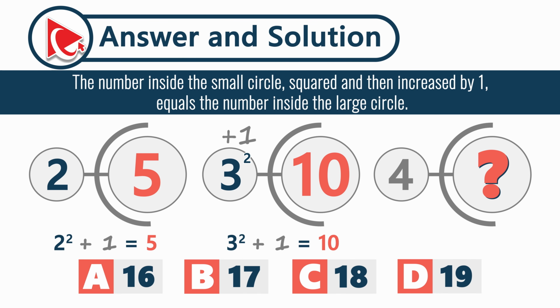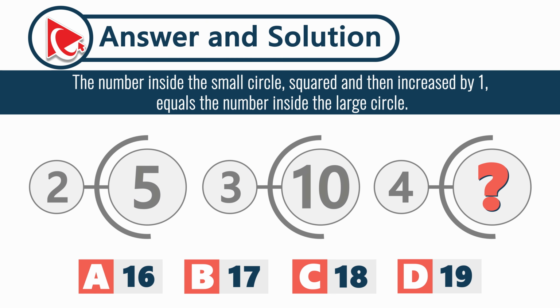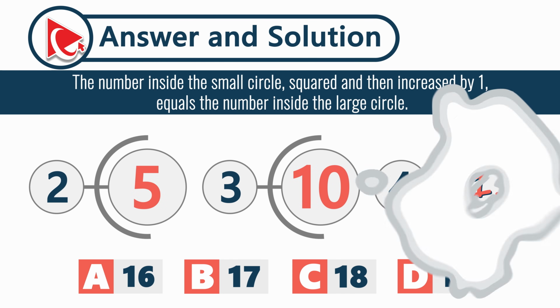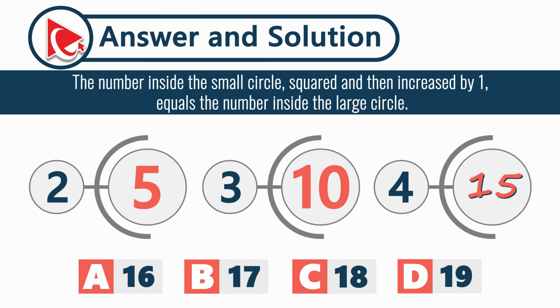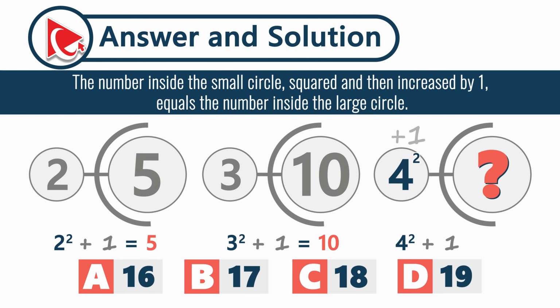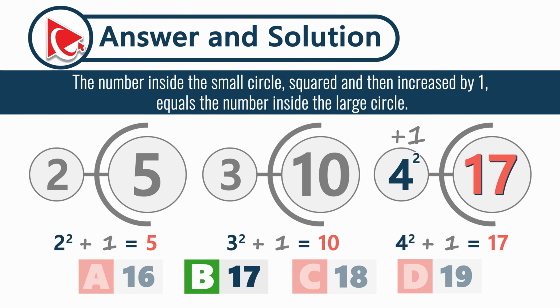What's interesting here is that if you look at the original question, you might have spotted a different pattern. If you just look at the numbers in small circles, you see that they increase by 1: 2, 3, 4. And then numbers in the large circles increase by 5, 5, and 10. But then the final number would be 15, which is not one of the existing choices. But now you know how to calculate the missing number. 4 squared plus 1 equals 17, and the correct answer here is choice B, 17.